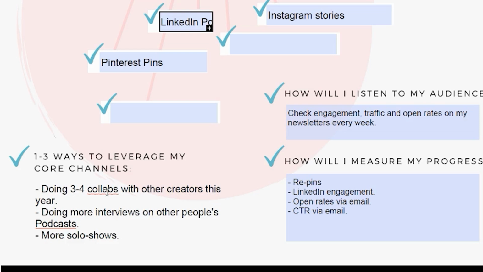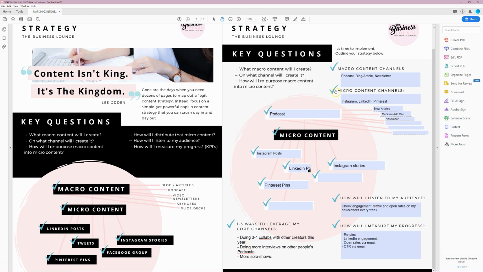You can also do a mix and match and say, okay, I'm going to do 1 or 2 ways that I'm going to leverage my podcast, which is my core macro channel, and 1 or 2 ways that I can leverage Instagram, which is going to have the majority of my attention on my micro content channel. So very simple, very straightforward. You're just getting all your thoughts into 1 piece of paper.